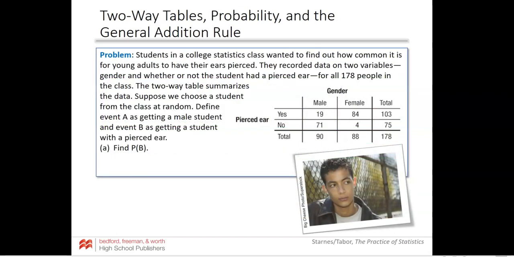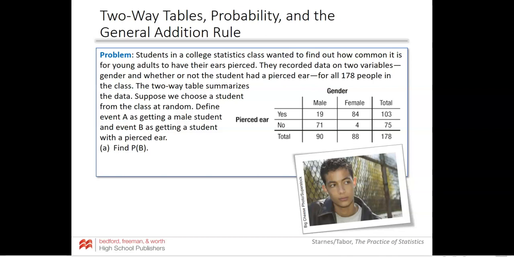And so we're going to start with a two-way table, right? So this is a two-way table. Students in a college stats class want to find out how common it is for young adults to have their ears pierced. They recorded data on 2 variables, gender, and whether or not the student had a pierced ear, for 178 people in the class. The two-way table summarizes the data. Suppose we chose a student from the class at random. Define event A as getting a male student, event B as getting a student with a pierced ear.